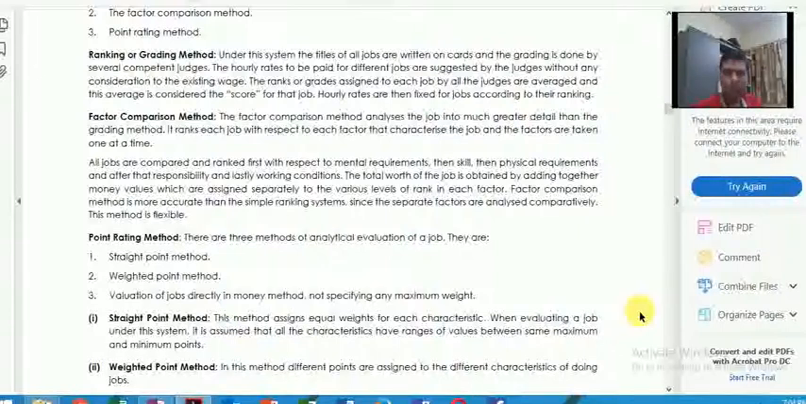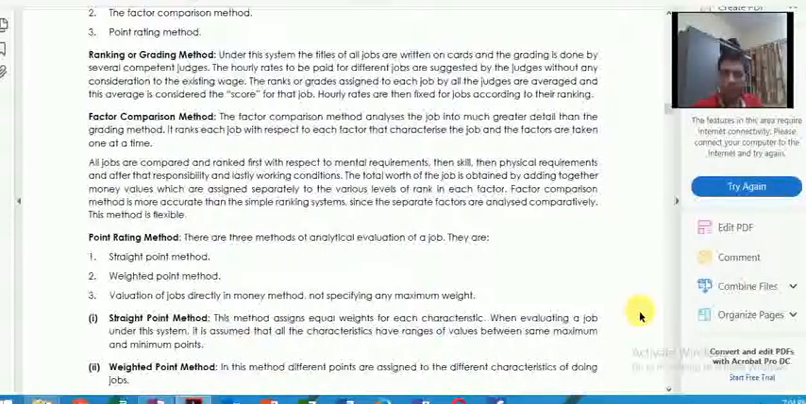The basic difference between the first method and the method which we are going to study here is that in the factor comparison method we go into much more detail. Much detail means we are not only concerned with the titles of the job, but we take into consideration the factors or parameters in which the work or the job is going to be performed.